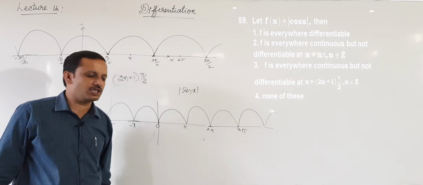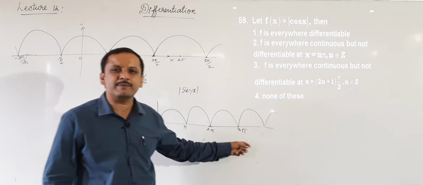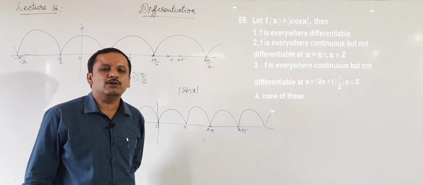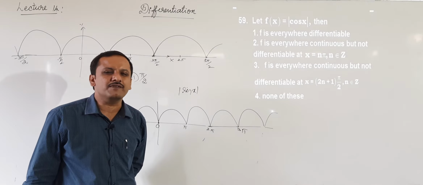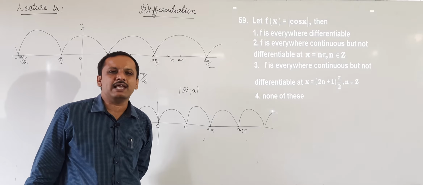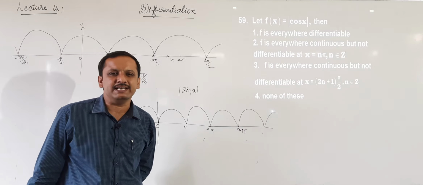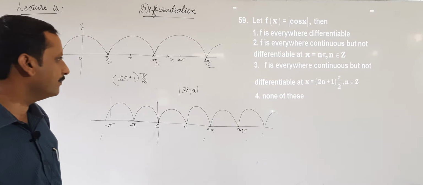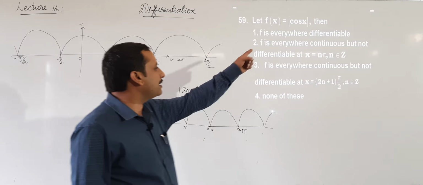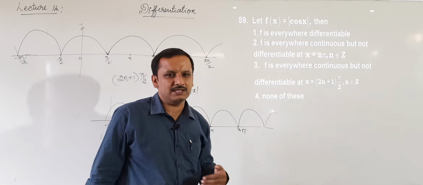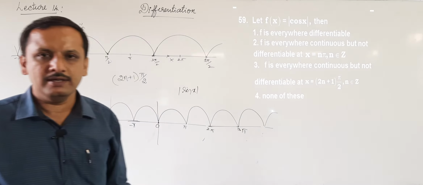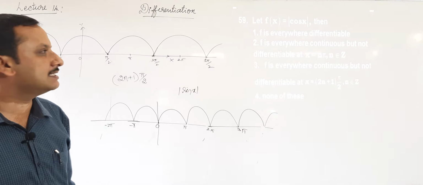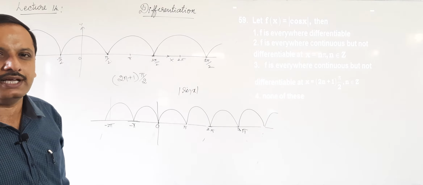And where is it not differentiable? It is not differentiable at 0, pi, 2 pi, 3 pi, 4 pi, or minus pi, minus 2 pi, minus 3 pi, etc., which can be written as x equal to n pi. So, the function f of x equal to mod sin x is not differentiable at x equal to n pi, where n is an integer, and it is continuous everywhere, not differentiable at all multiples of pi. Okay. So, if you replace cos x with sin x, then second option will be the answer. That same question you will see after some time. So, if it is mod cos x, as of now, third option is the answer. If I replace cos x with sin x, then second option would be the answer.